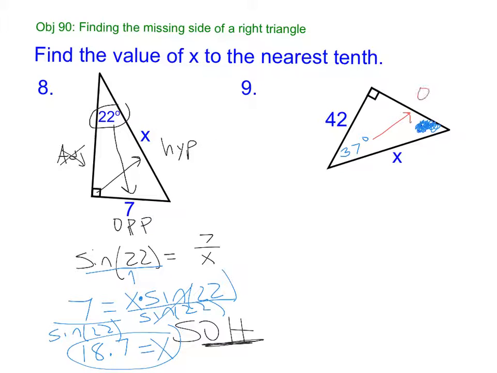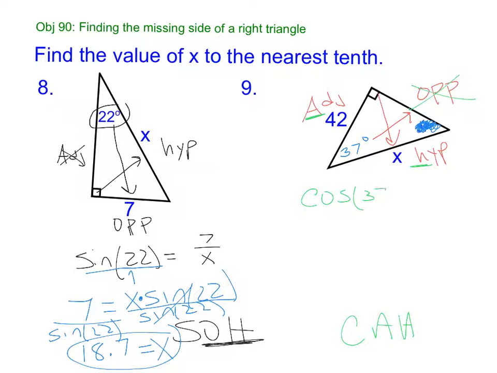So I have my opposite. I have my hypotenuse. And my adjacent. All right, so in this one, we don't have the opposite. Which one involves the A and the H? That's your cosine. So cosine of 37 equals adjacent over hypotenuse.